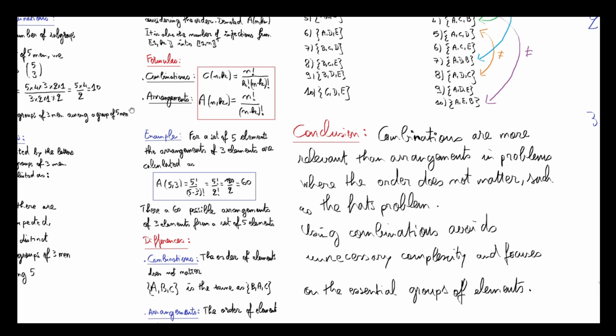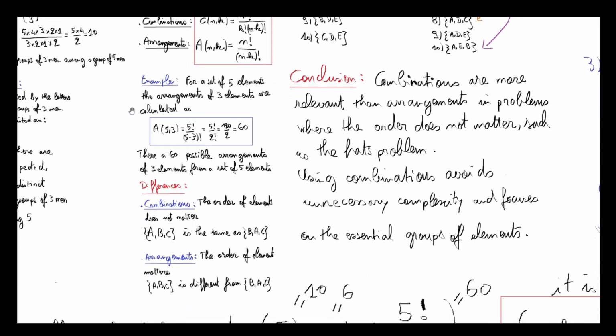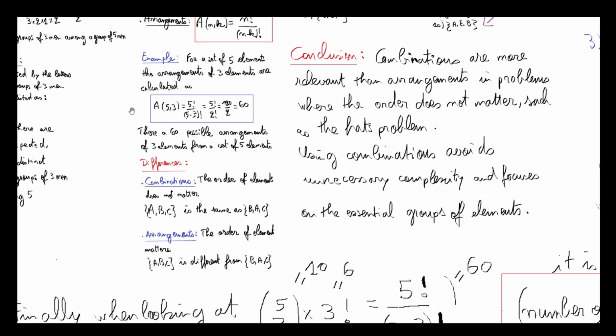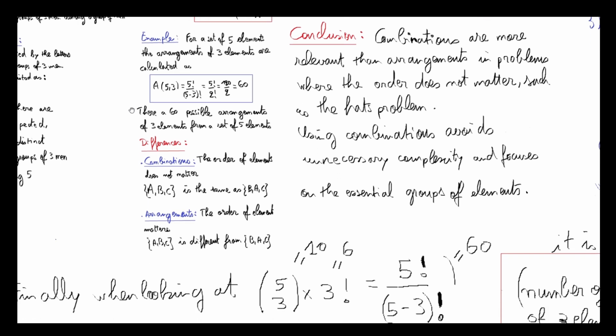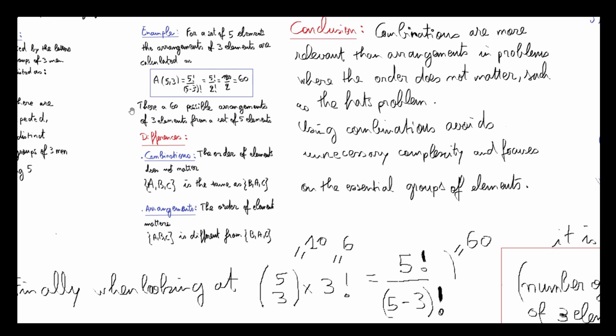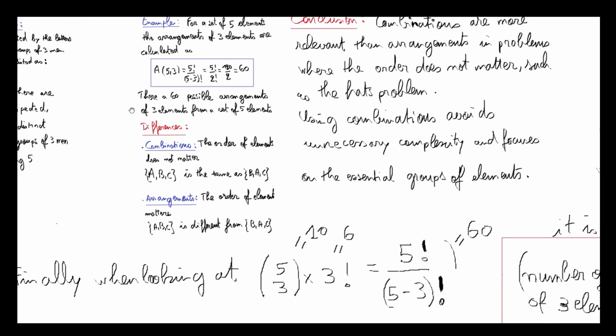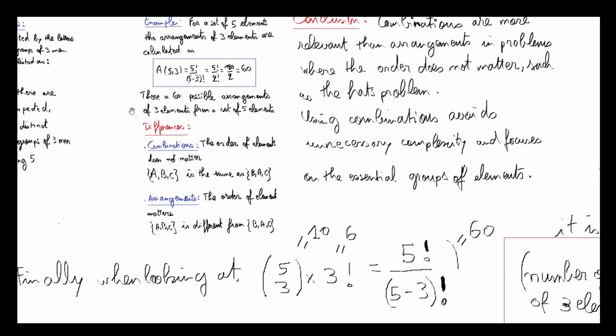The differences. For combinations, the order of elements does not matter, so the ABC group is the same as BAC. On the contrary, when we look for arrangements, the order of elements matters. It does matter this time. So ABC is different from BAC.